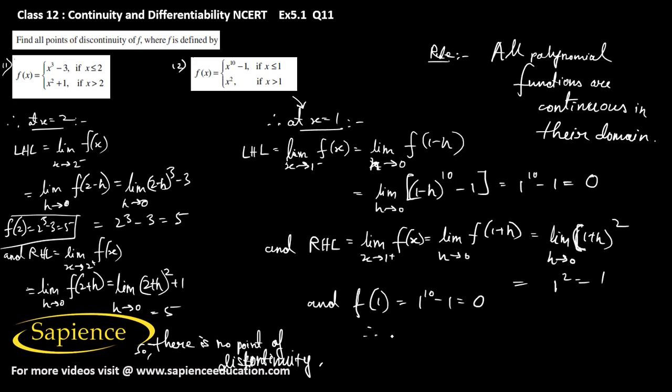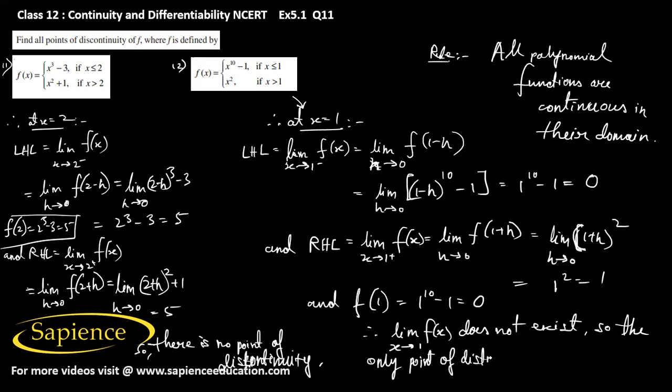So now you can see that the left hand limit is 0 and the right hand limit is 1. Therefore I can say limit x tends to 1 f of x does not exist. So the function is not continuous at x equal to 1. So the only point of discontinuity of the function f of x is at x equal to 1. So this is the answer.